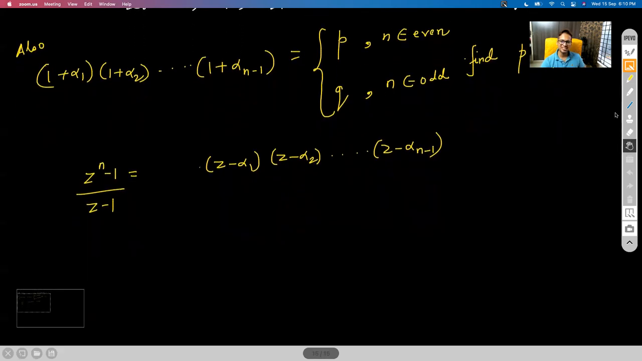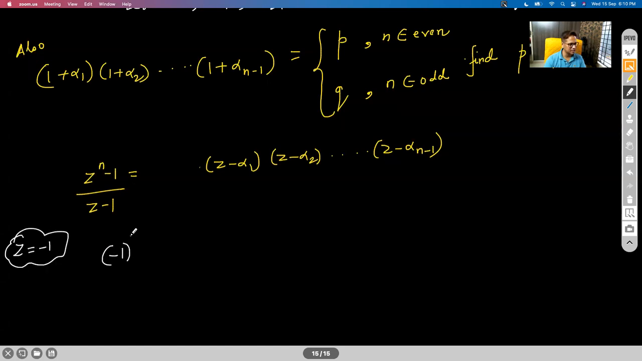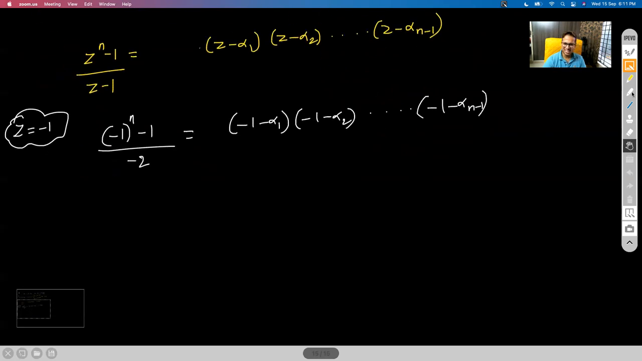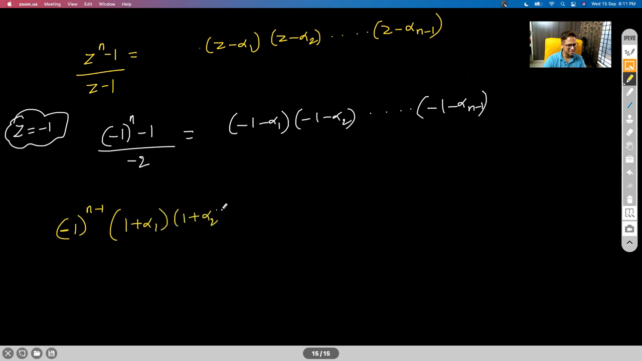Now I want 1 + α1, 1 + α2. So what z value will work over here? Think about it. Any suggested z value? Minus 1, right? Absolutely. So if I put z as minus 1, what will happen? The left hand side will become minus 1 to the power n, minus 1 by minus 2. The right side will become minus 1 minus α1, minus 1 minus α2, till minus 1 minus α n minus 1, right? To be precise, the right hand side expression is minus 1 to the power n minus 1, if you take minus common from all these terms. This is what you are going to see, correct?